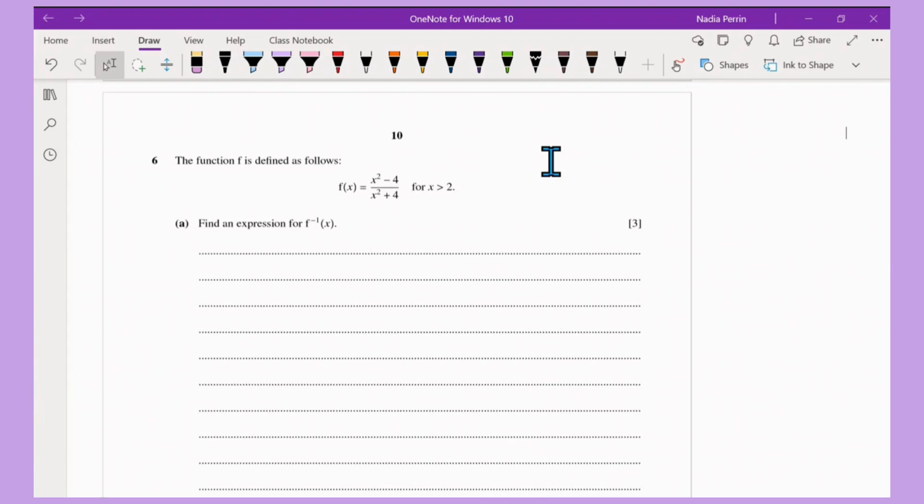We have a function, it's defined as blah, blah, blah, for x is greater than 2. And the very first question they ask us to do is find the expression for what? So you do need to know the notation. This is an inverse. Just be mindful that f dash x, that's differentiation, and with the -1, that's our inverse. So we're trying to find the inverse.